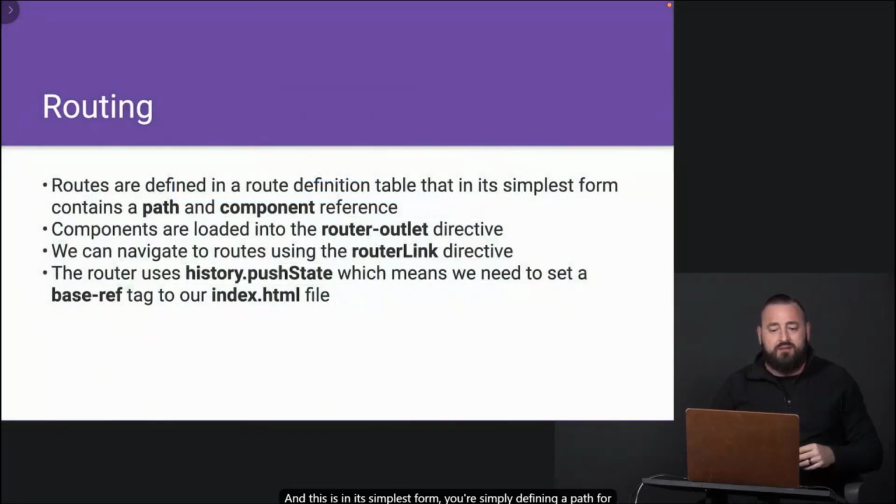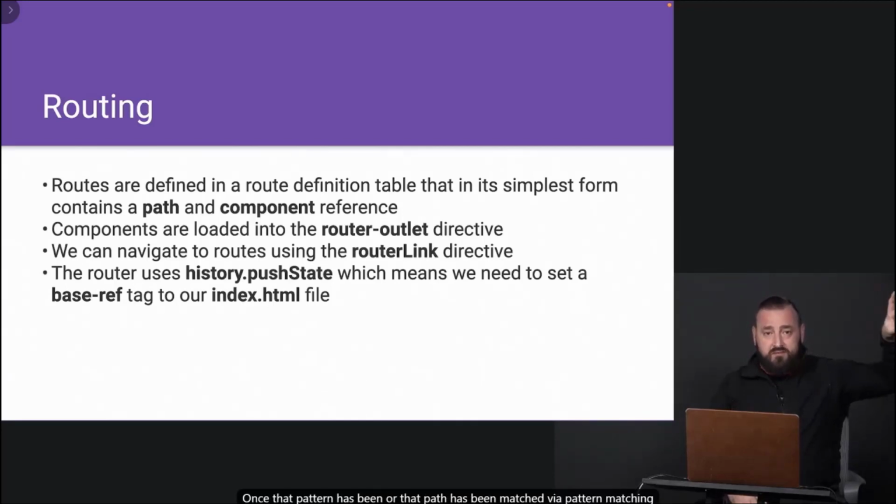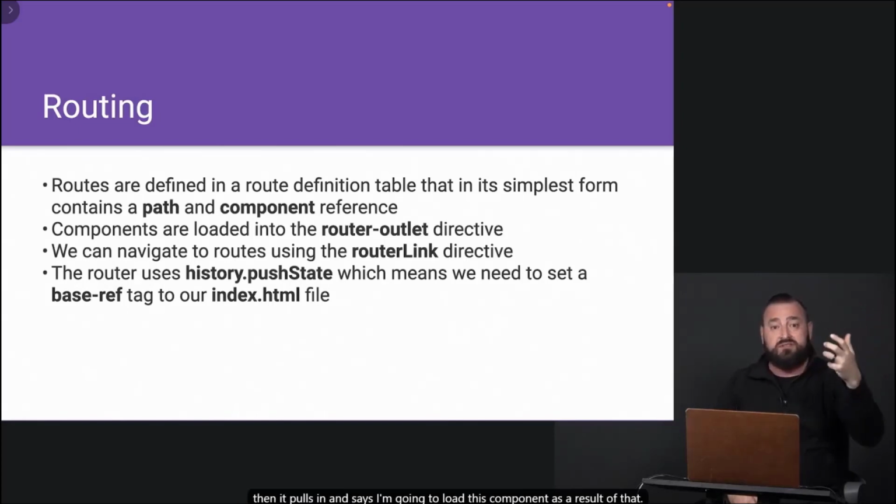And this, in its simplest form, is you simply defining a path for the URL, and once that path has been matched via pattern matching, it pulls in and says, I'm going to load this component as a result of that. So if I go to a courses route, then we can define the courses component that gets loaded into the router outlet.